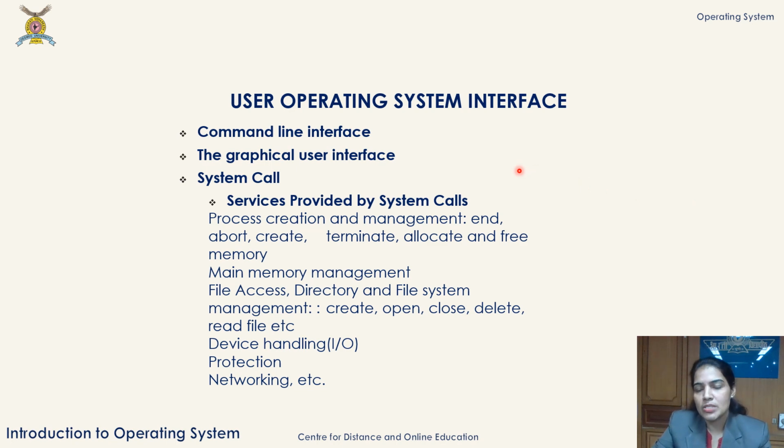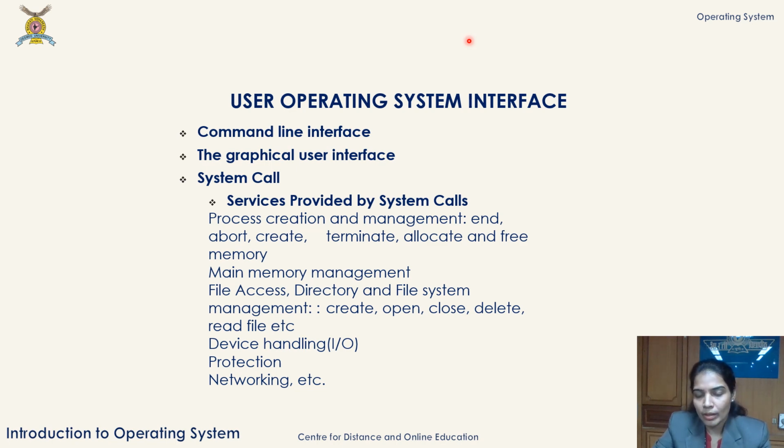The next is the user operating system interface. Whatever your operating system is, the interface provided by the operating system is what we will discuss here. We have one command line interface that we call CLI, and we have another interface which is called the graphical user interface, GUI. Now the command line interface is the interface in which the user can communicate with the operating system by writing commands at the command line.